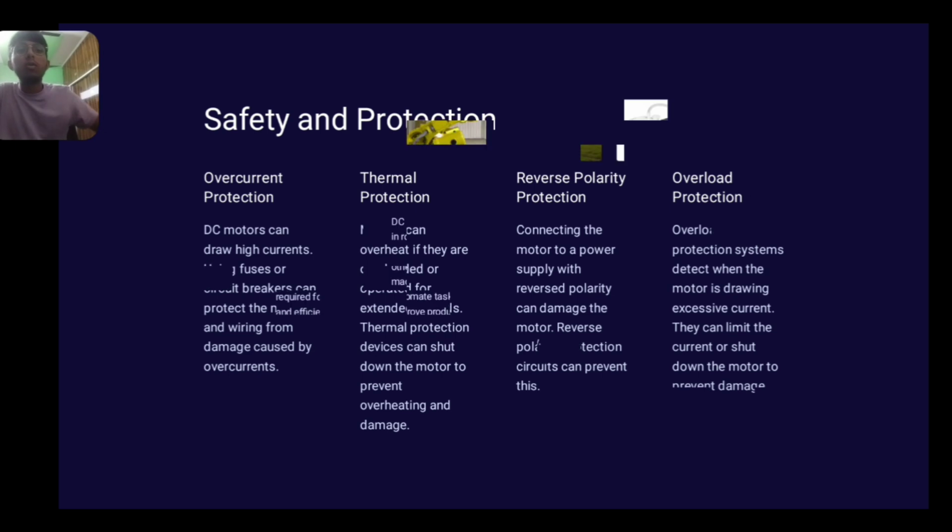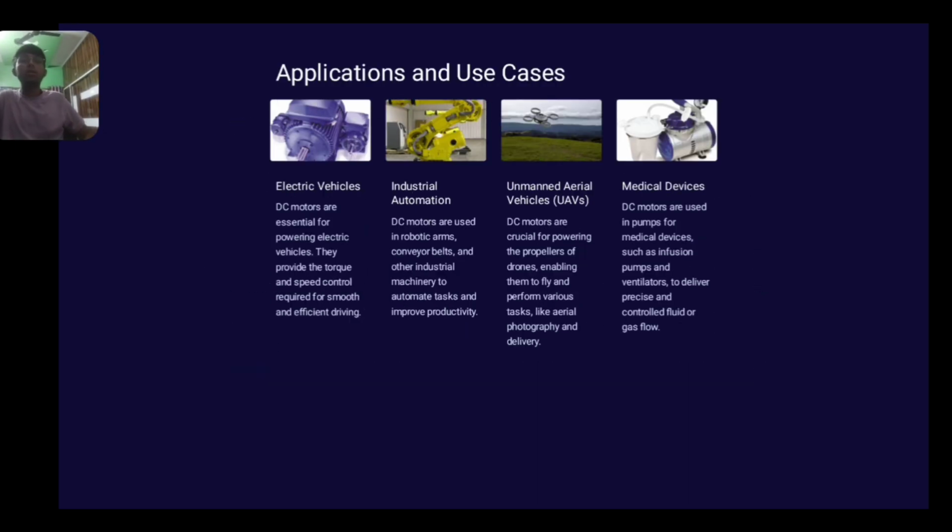Let us move on to the applications and uses of DC motors. Electric vehicles. DC motors are essential for powering electric vehicles. They provide the torque and speed control required for smooth and efficient driving. Industrial automation. DC motors are used in robotic arms, conveyor belts, and other industrial machinery to automate tasks and improve productivity. Unmanned aerial vehicles.